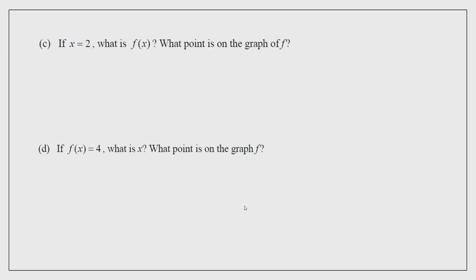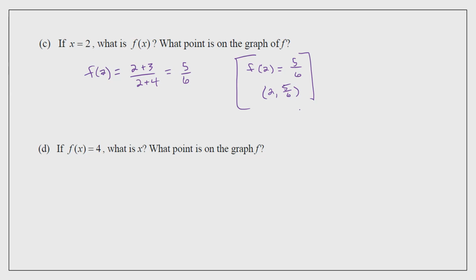So C: if x equals 2, what is f of x? What is the point on the graph of f? So we know that x equals 2, so we can identify f of x, or in other words, y, by substituting 2 in for x. So we want to find f of 2. Substituting 2 into our function, we'll have 2 plus 3 in the numerator and 2 plus 4 in the denominator. Simplifying, we get 5/6. Okay? So this would be the value of f of x. So f of 2 equals 5/6. And the point on the graph would be the ordered pair (2, 5/6).